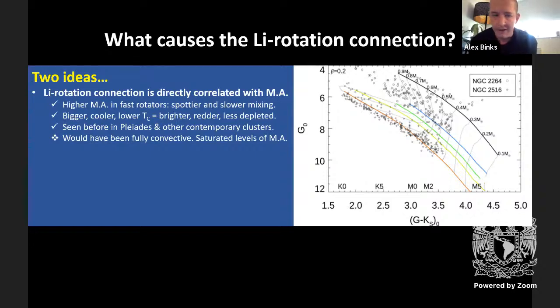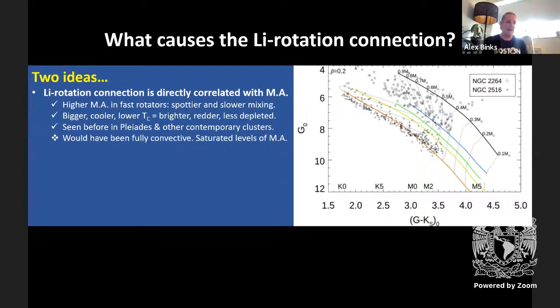The first one is one that we hit on before, which is that this rotation connection is correlated with magnetic activity. As we've seen before, more magnetically active stars, so the fast rotators, tend to be spottier. They slow down the convective mixing, they inhibit it, it inflates a star, it cools down the cores of the stars themselves, it makes them brighter, redder, and as a result, less lithium depleted if they're fast rotating. And as we've mentioned, it's seen before in lots of clusters. So there's lots of ticks for that.